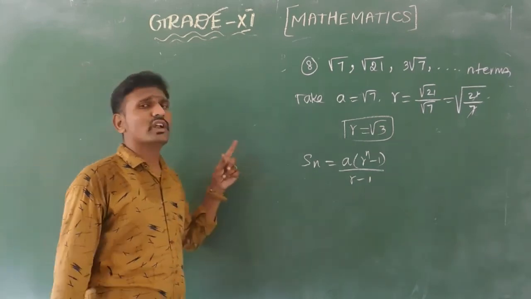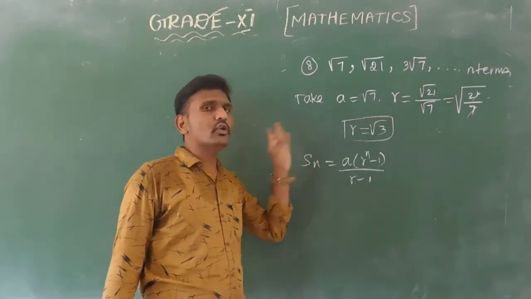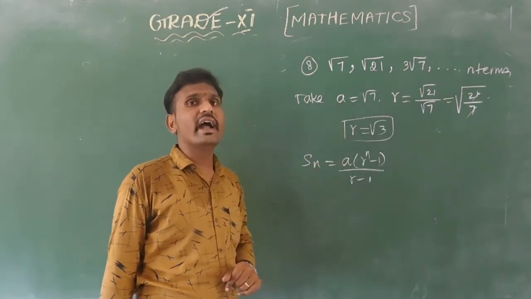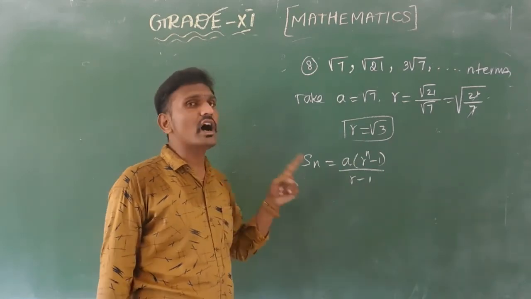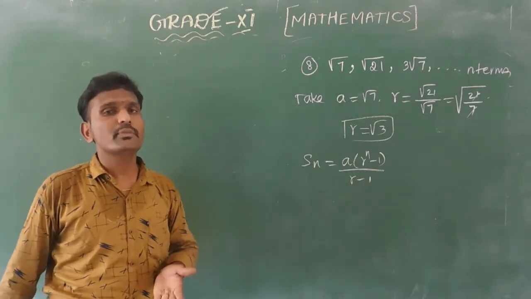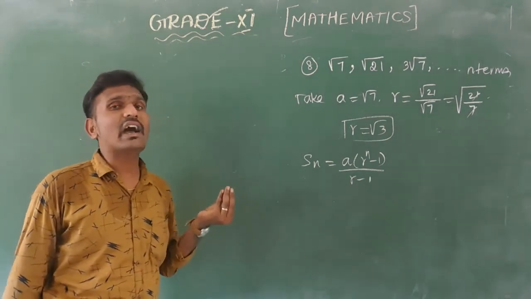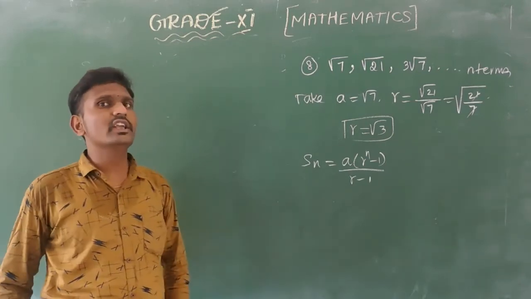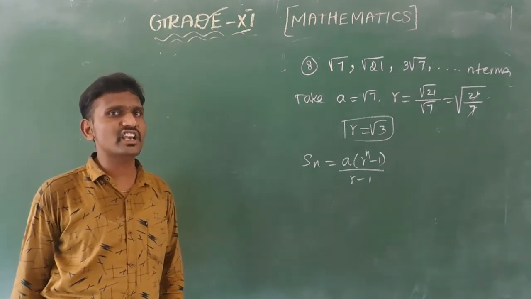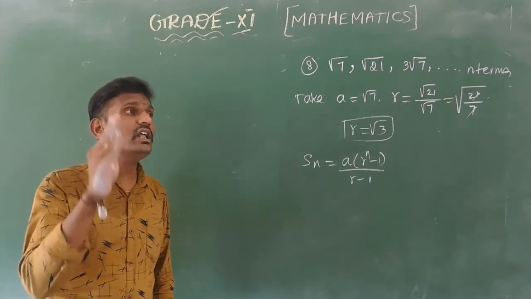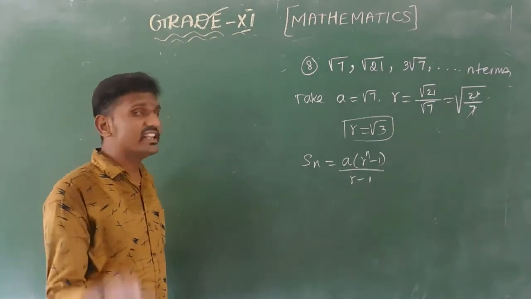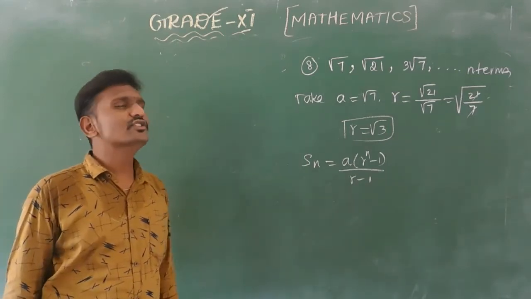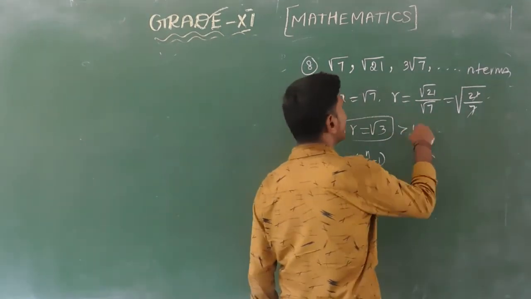So students, look at this question number 8. A equal to root 7 and r equal to root 3. And you have the Sn formula A into r power n minus 1 divided by r minus 1. Why? Because you have a value of common ratio equal to root 3. And what is the value of root 3? Already you studied in your trigonometry chapter, applications of trigonometry in your 10th syllabus. So based upon that, what is the value of root 3? 1.732. So that's why I tell you r is greater than 1.